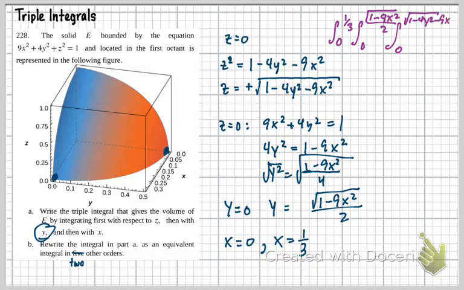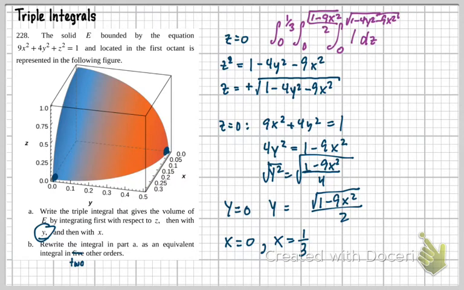Minus 9x squared. Oh boy, I ran out of room here. And that's going to be a 1 here. And then I'm going to go dz, dy, dx. And it's going to be a 1 because it says, write the triple integral that gives the volume of E.